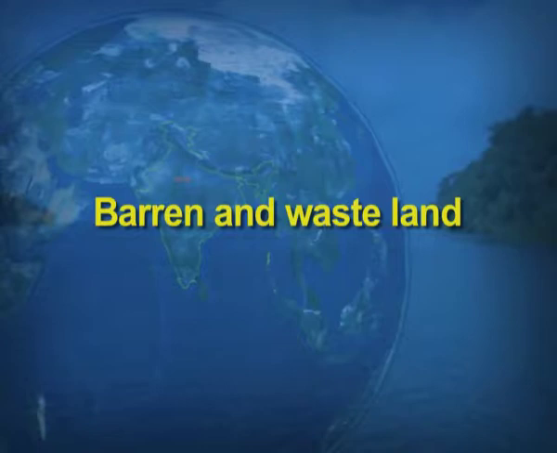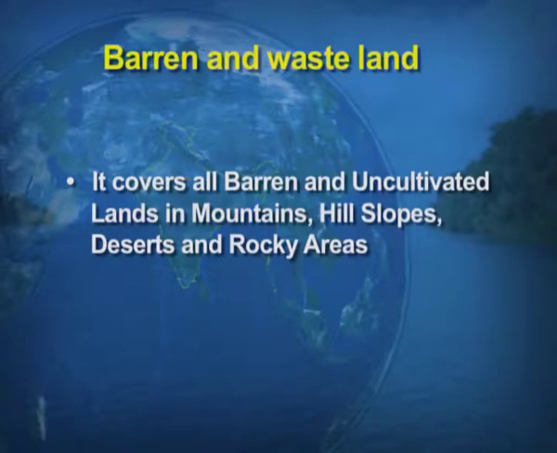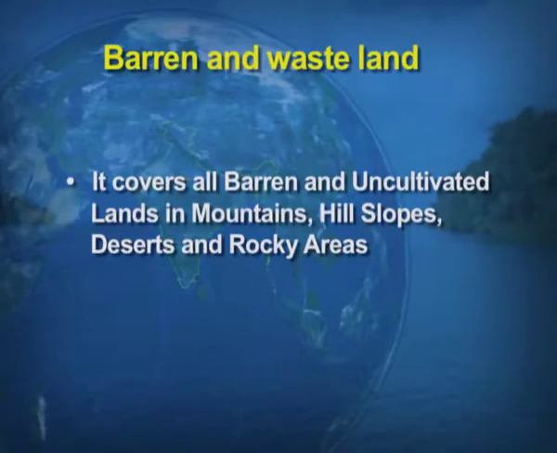The next land use category is barren and wasteland. This category covers all the barren and uncultivated lands. Wasteland is uncultivated land in different types of areas, maybe in the mountains, hill slopes, deserts or rocky areas where the soil is not fit to be cultivated, and such an area is known as wasteland or barren land.